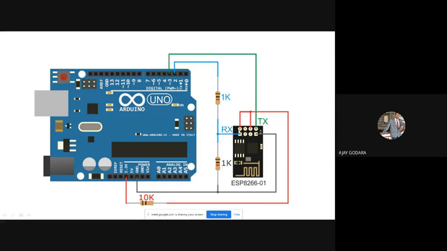Because that Wi-Fi module operates on 3.3 volts, and these TX and RX pins provide a 5 volt signal, we have to drop that voltage signal level before we use it. In the same manner, we can write a program in this Arduino, connect the Wi-Fi module, and communicate with it easily.